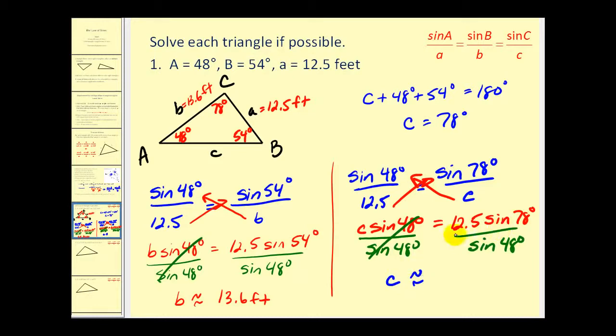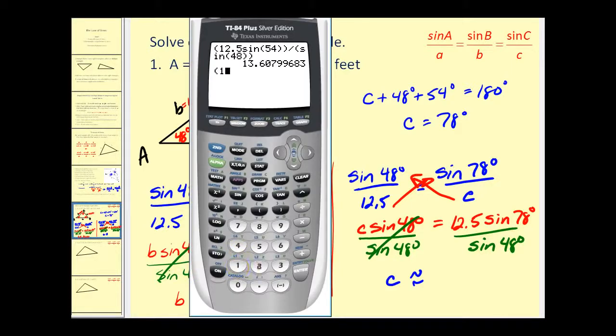Now we'll go back to the calculator and find the value of this quotient. 12.5 sine 78 degrees divided by sine 48 degrees. And C is approximately 16.5 feet.